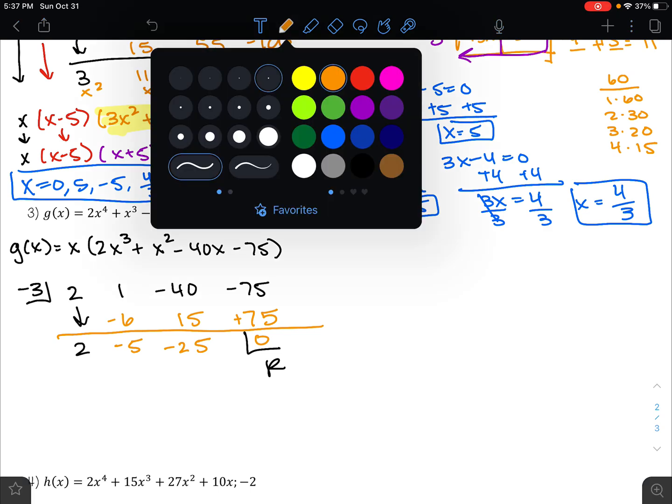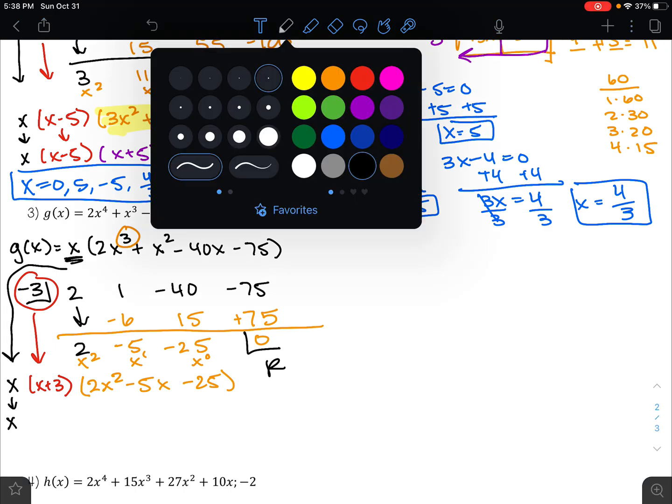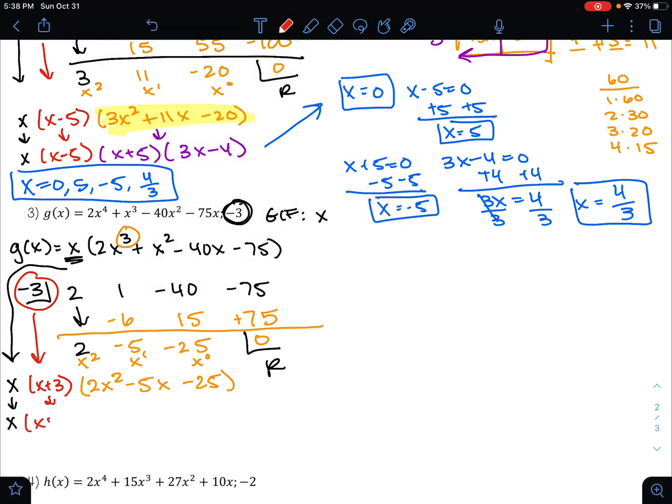So I have x as a factor from my GCF. And then I have negative 3 as a factor, or if negative 3 is a 0, then x plus 3 is a factor. I started with x cubed, so this is going to be x squared, x to the first, and x to the 0th power. So here that factor is 2x squared minus 5x minus 25. We do want to factor completely, and so that means that we want linear factors. x is a linear factor, and x plus 3 is a linear factor.